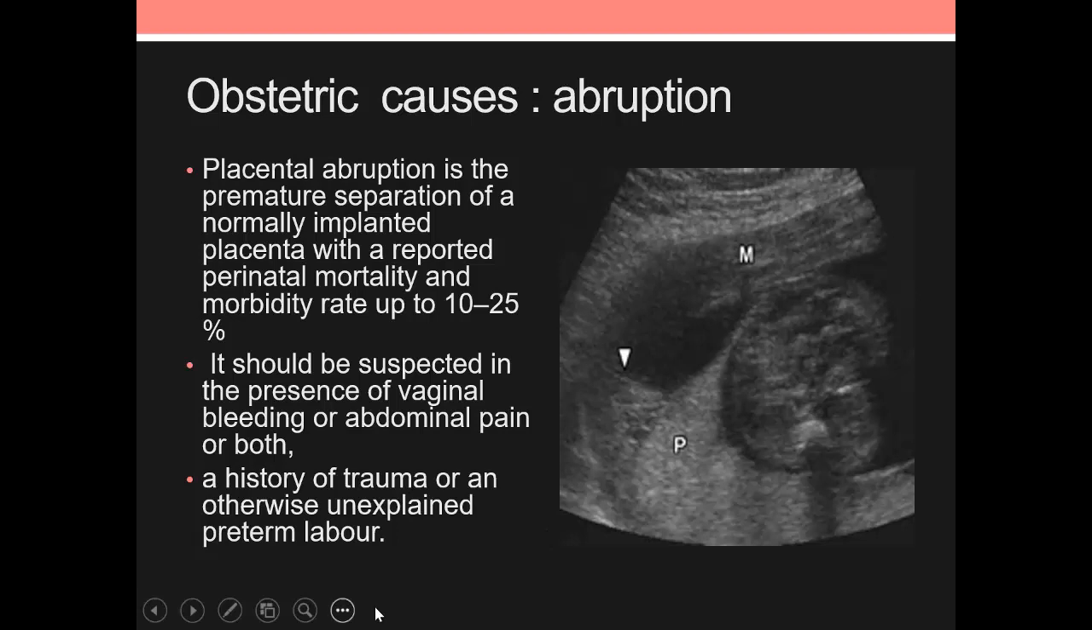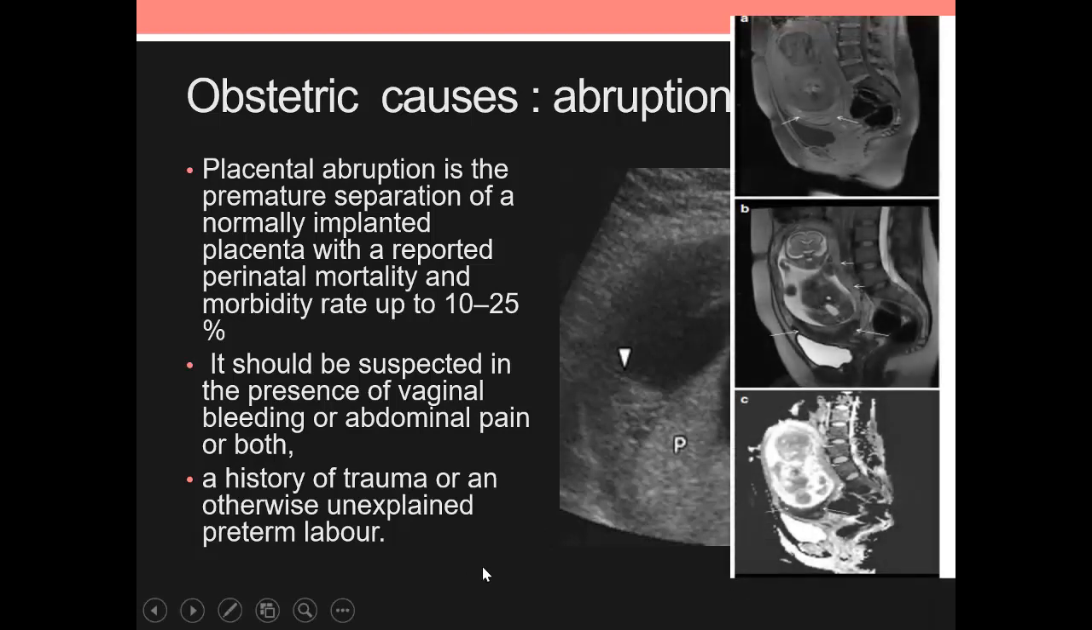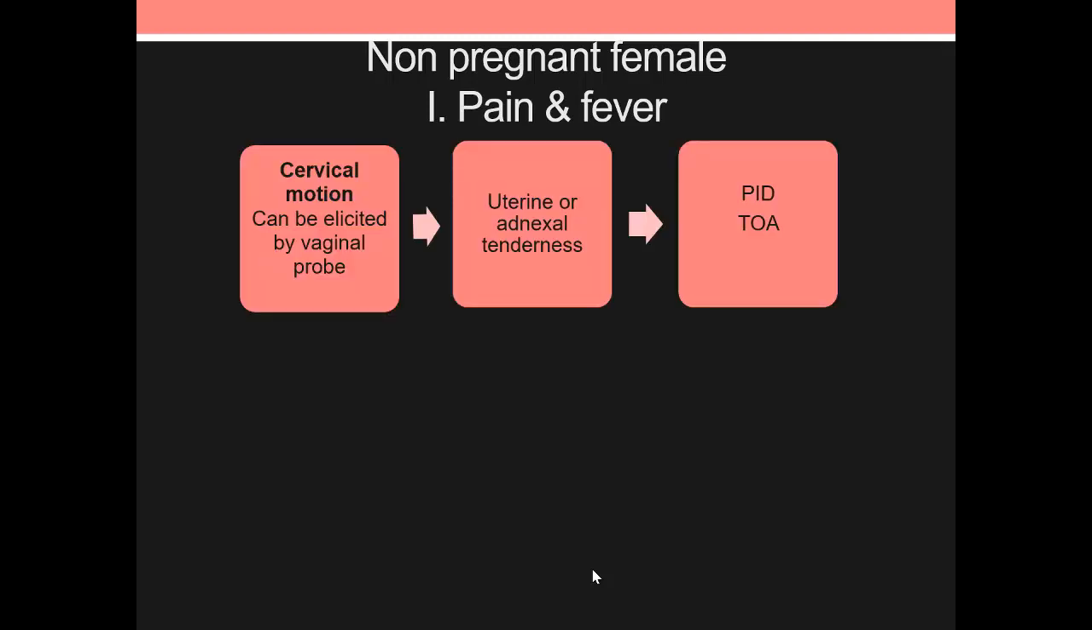This is the abruption of the placenta. Here is the abruption with MRI. You can see there is detachment of the placenta with hematoma seen here. This is on T1 and on T2. In a non-pregnant female, you have to ask other questions. Pain and fever: if the patient has pain and fever, we always think of infection.